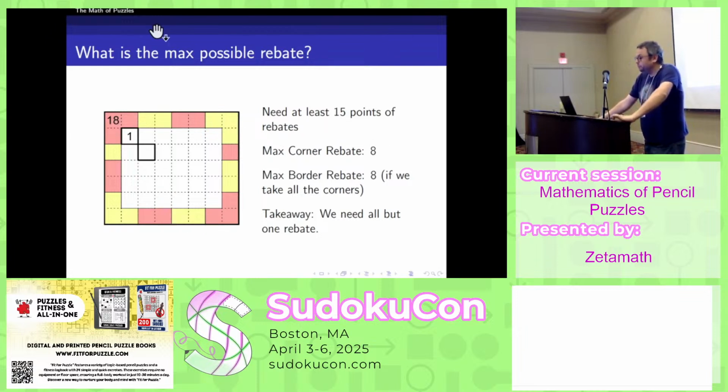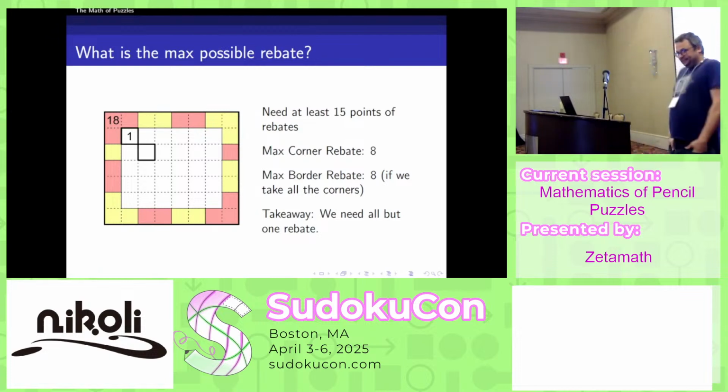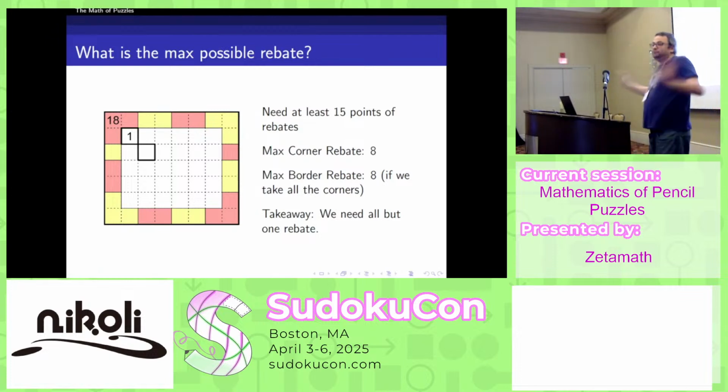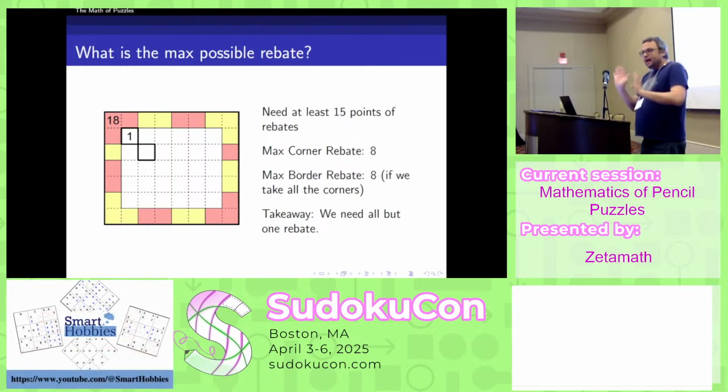And then in terms of border cells, well, you've got one region here, the yellow one and the red one, and then that yellow one and that red one, that yellow one and that red one, and that yellow one and that red one. And in total, that is 8. The rebate, again, for a border cell is 1. So your maximum corner rebate here is 8. Your maximum border rebate is 8. So that means the maximum rebate you could possibly get is 16, ignoring everything about the puzzle, right? Not including the clue or anything like that. So the maximum rebate you can possibly get is 16.